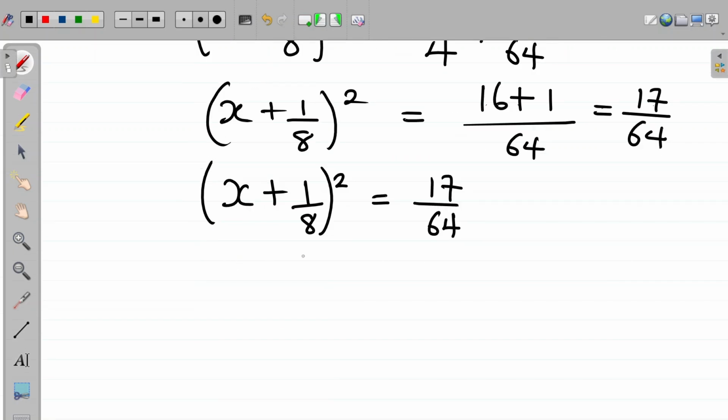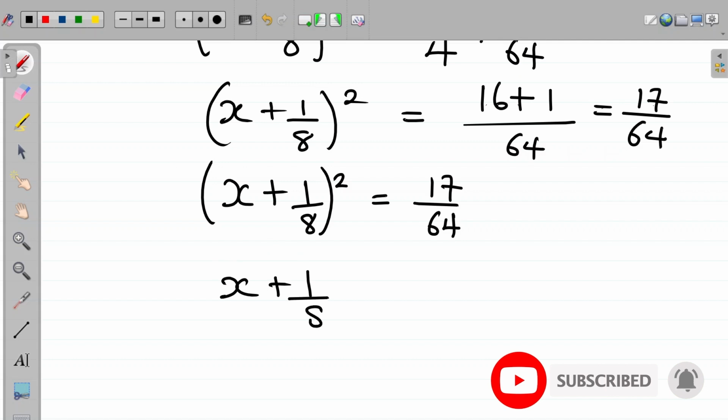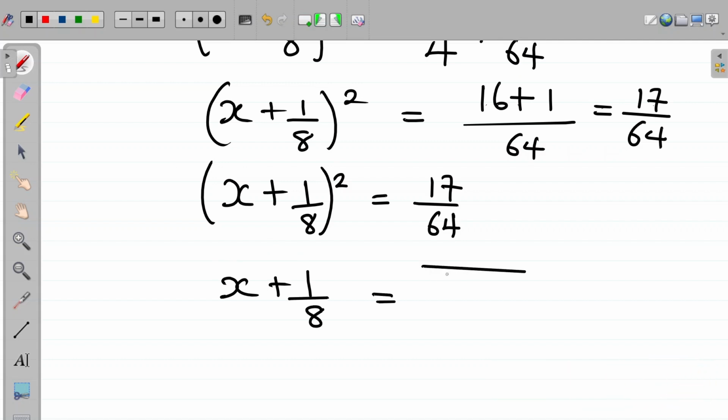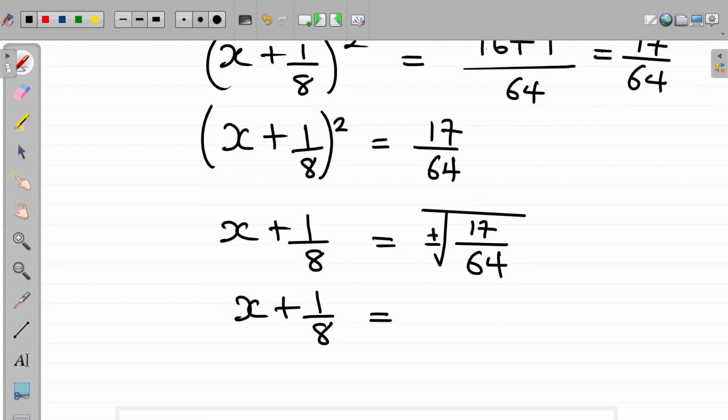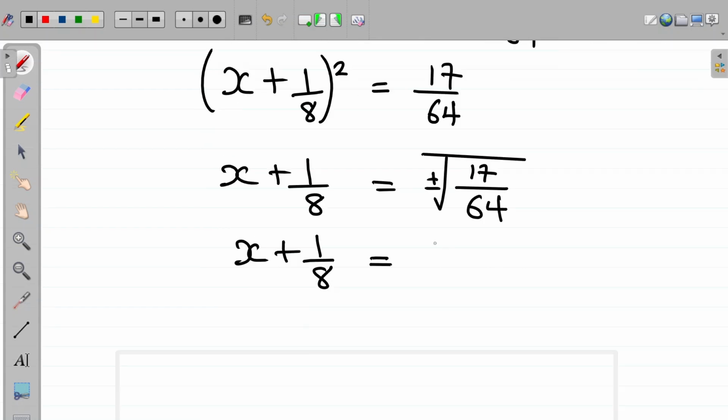Now from here, if we take the root of both sides, we have that s plus 1 divided by 8 will be equal to plus or minus the root of 17 divided by 64. This can also be expressed as s plus 1 divided by 8 equal to plus or minus root of 17 divided by root of 64.